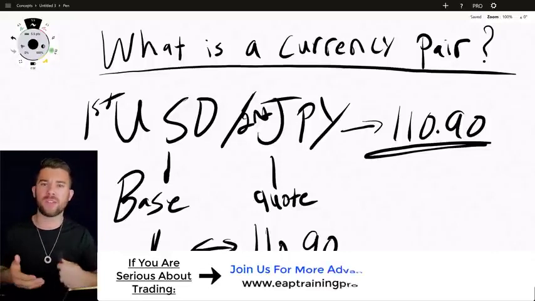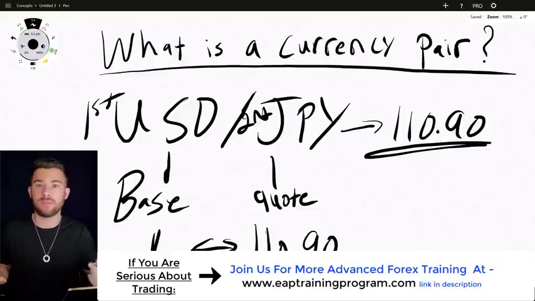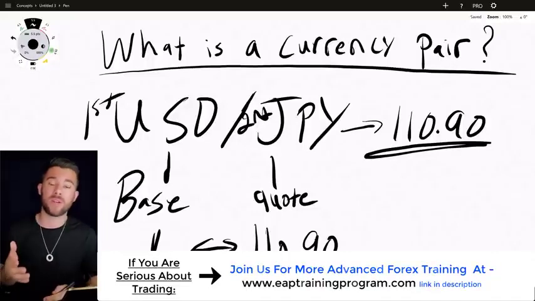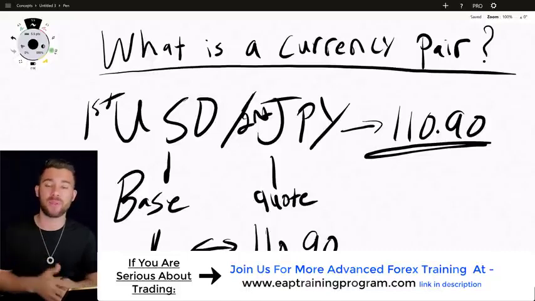So that was a look at what Forex is itself, and also what is a currency pair, in case you were struggling with that or didn't know, or essentially in case you were coming into the market as a brand new trader and needed this lesson.